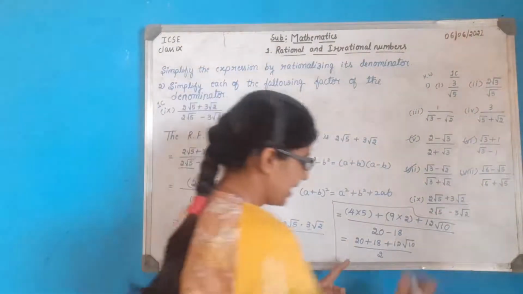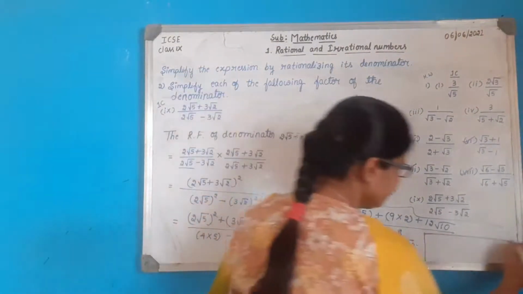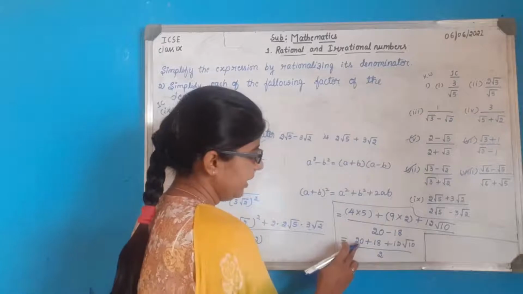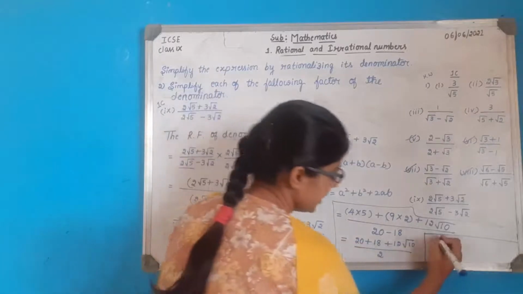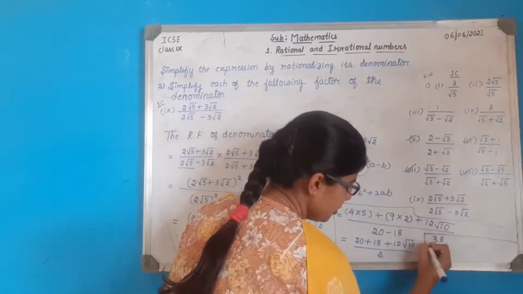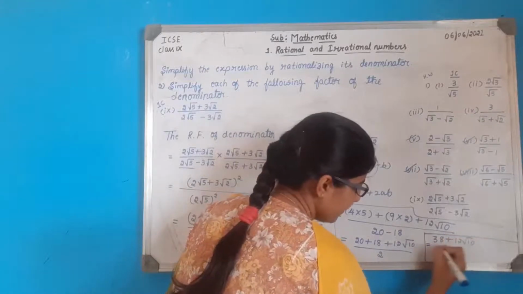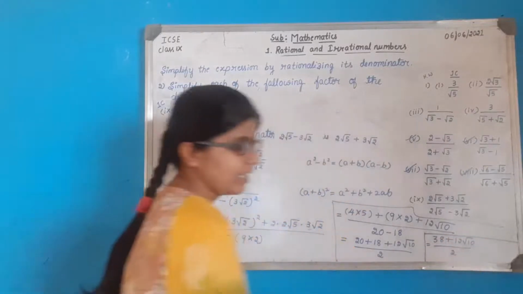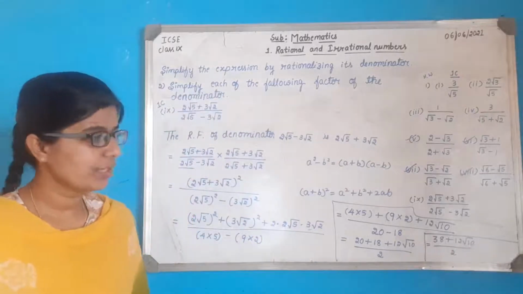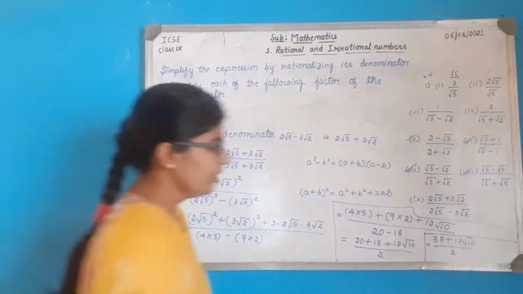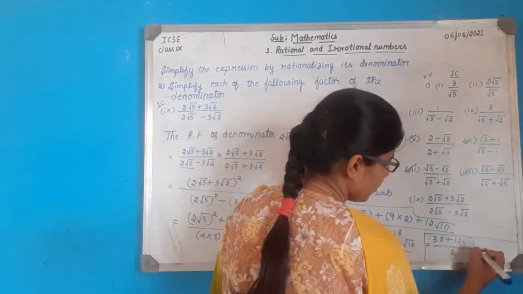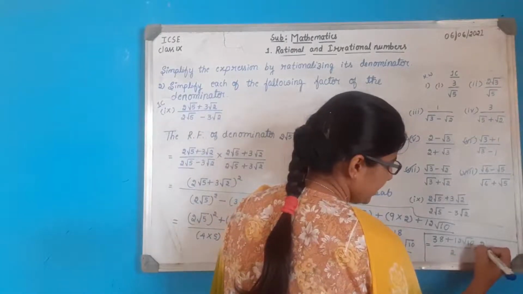Next step, add this. So 20 plus 18. 20 plus 18 is 38 plus 12 root 10, whole divided by 2. 38 plus 12 root 10, whole divided by 2. Now take 2 common here. So take 2 common here.